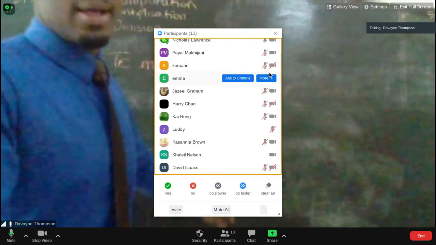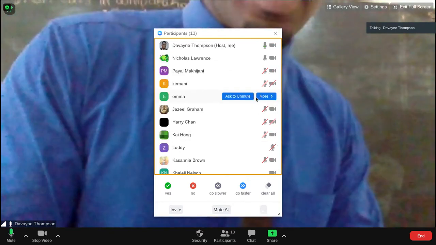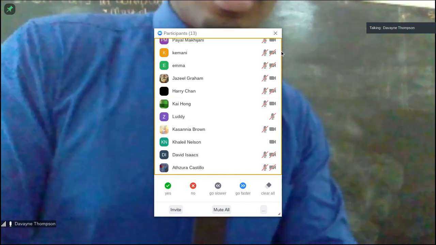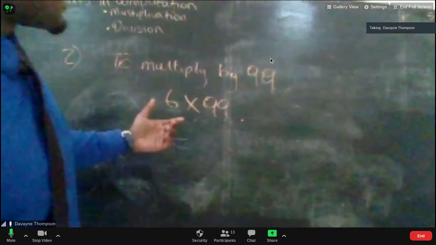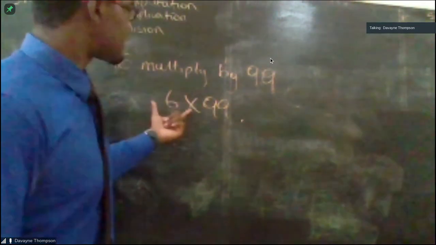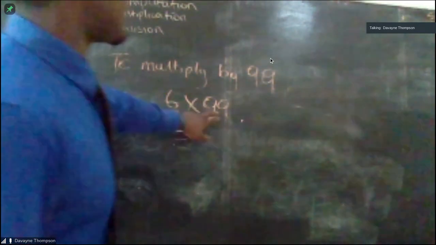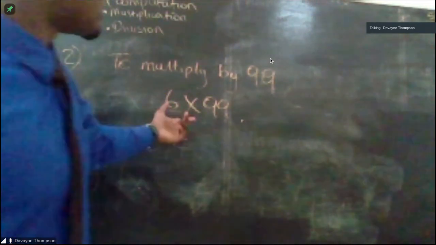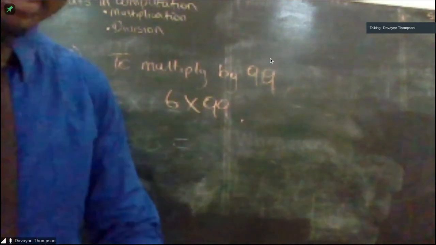Okay, let's start. So Harry, pay attention for me now. Let me take attendance while we're here. There we go. Harry, can you think of a shortcut as to how we can multiply 6 by 99 in an easier way? What could I do to this 99, Harry, that makes it easier to multiply by 6? Any suggestions?